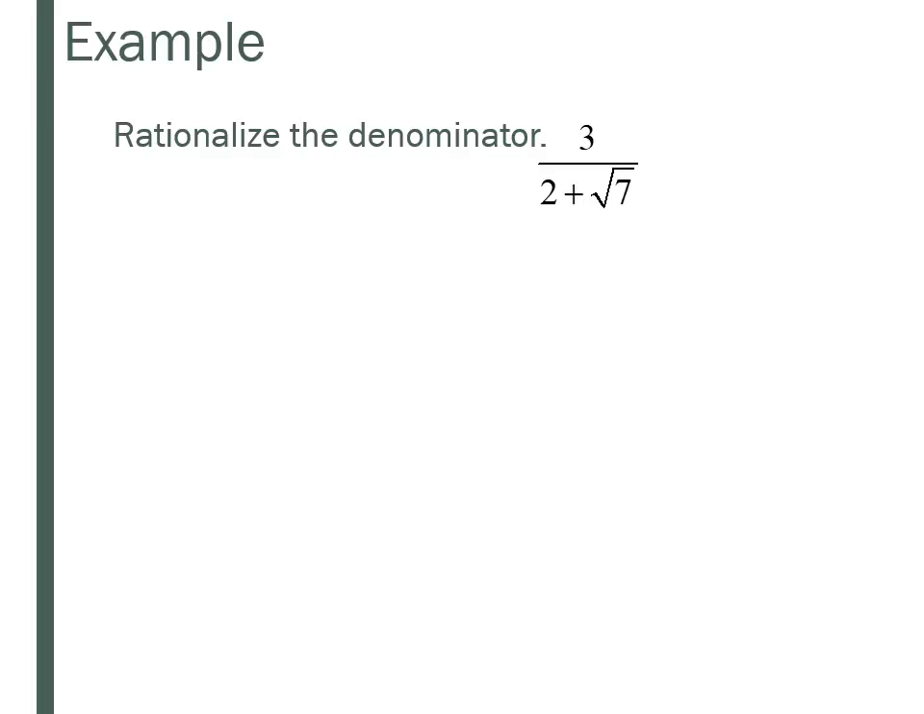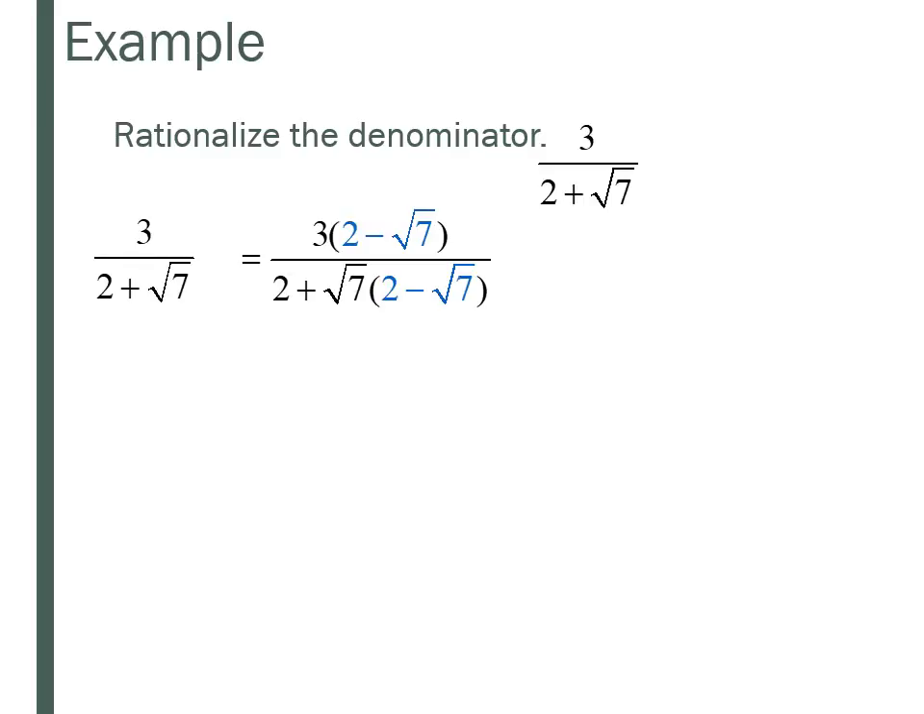Well, notice how it's 2 plus the square root of 7. So its conjugate is 2 minus the square root of 7. I'm going to multiply numerator and denominator by that. I put some parentheses there to emphasize that they're actually together. So I have 2 plus the square root of 7 times 2 minus the square root of 7.